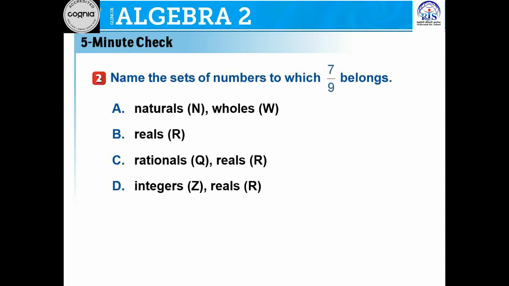Another example, name the sets of numbers to which 7 over 9 belongs. This is a fraction. It can be rational and real.